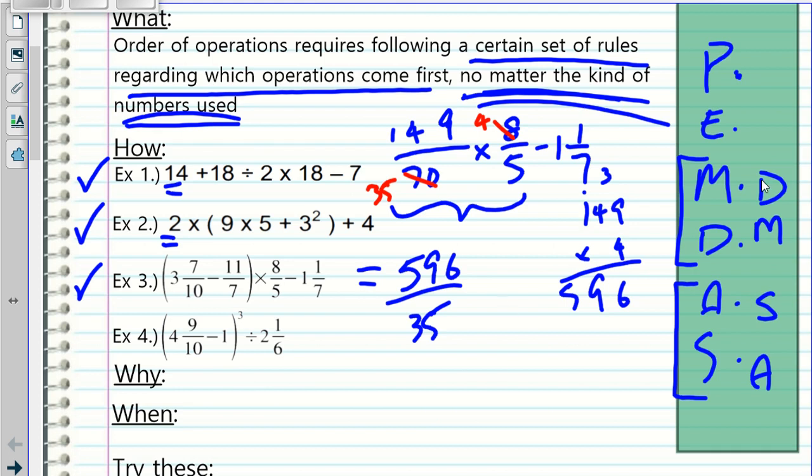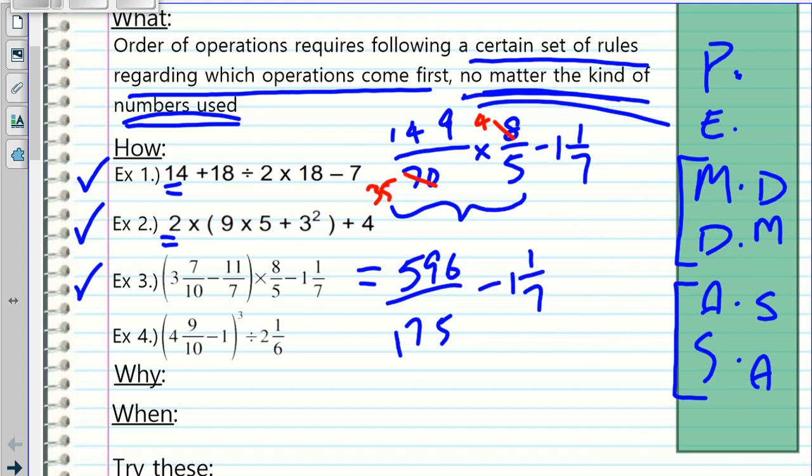Wait, no. Hold on. Yep, that's just the top, right? And then 35 times 5. 5 times 5 is 25. 5 times 3 is 15, 17. Okay, all right. So that's what we have so far. And then we're going to take all of this, right? Rewrite, subtract 1 and 1/7. Man, this question is getting really long. I don't love this question.